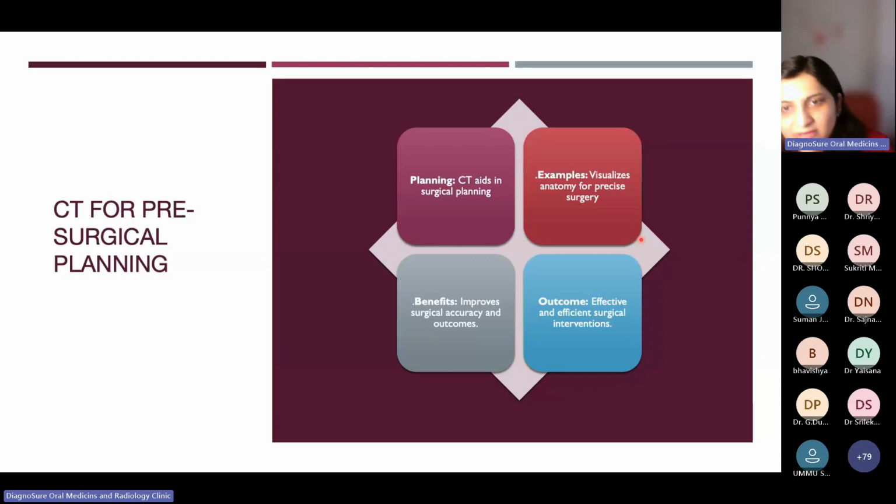Talking about pre-surgical planning, CT can aid in planning reconstructive and corrective maxillofacial surgeries by providing detailed anatomical visualization. It allows precise surgical intervention and detailed visualization of anatomy prior to surgery. We can also see if there are any important structures surrounding the pathology, so that safer surgeries can be practiced. It leads to more effective and efficient surgical procedures through better pre-surgical planning.